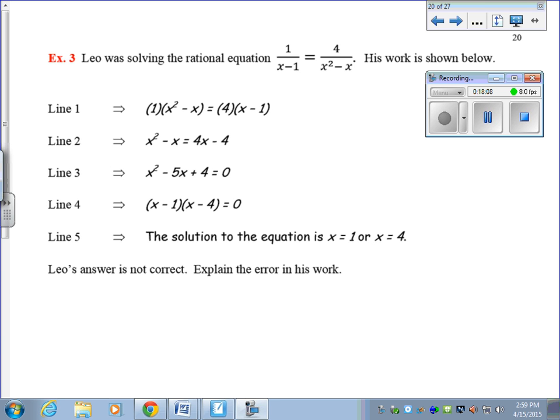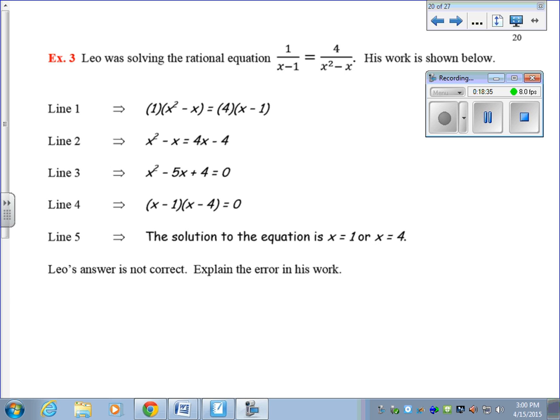Okay, so these are common questions to get on the diploma exams, where they give you somebody's solution and you have to figure out at what line they went wrong. So we have Leo trying to solve the equation 1 divided by x minus 1 equals 4 divided by x squared minus x. He's got his work shown below, and we want to figure out where he went wrong.